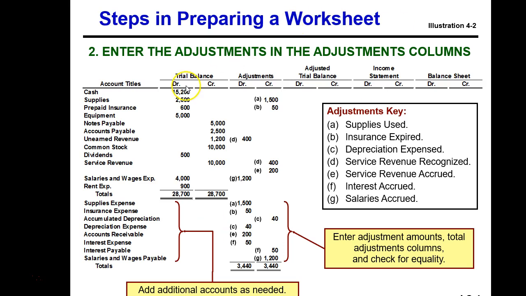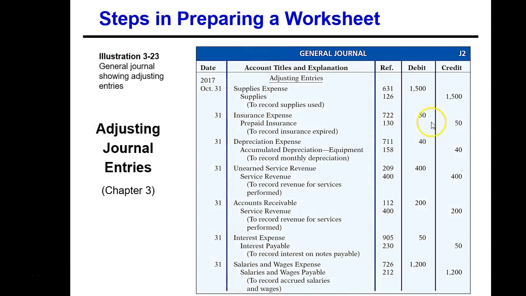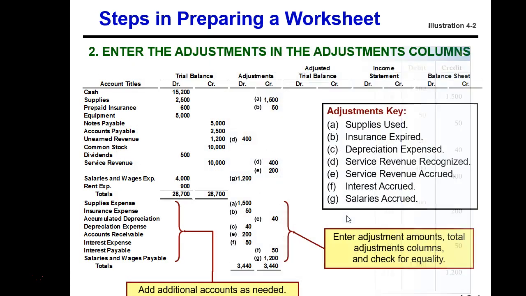Just like the trial balance, the adjustment section must also be in balance. The total of your debit column should equal the total of your credit column. And that shouldn't be too hard because if you're doing your journal, as long as each of your journal entries balances out and you record the amounts correctly, the adjustment section should be in balance as well.